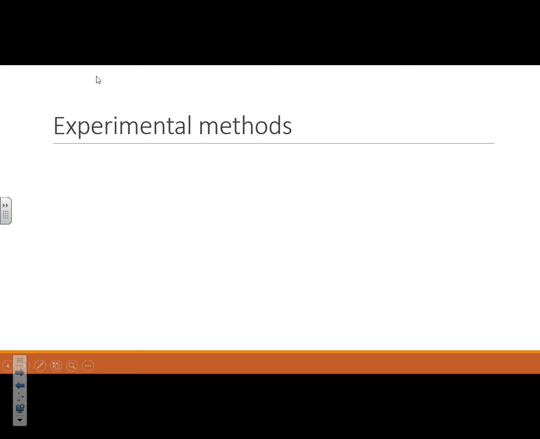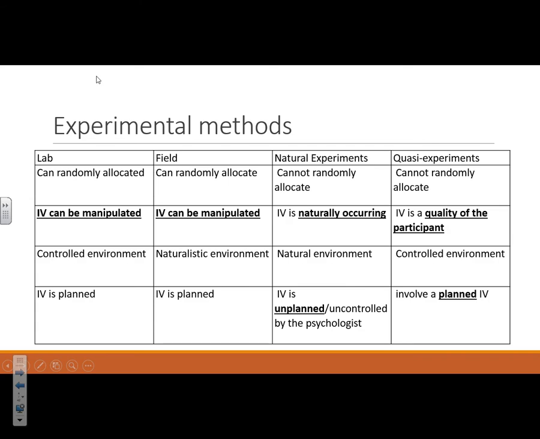So if we have a quick look at that table then, of course, lab studies you can randomly allocate, and we will come to that in one of the other videos where we talk about controls. So you can randomly take a group of 100 people and randomly allocate 50 to take caffeine and 50 to not take caffeine, or you can randomly allocate 50 to watch a violent TV show and 50 to watch a non-violent TV show, whatever it might be.